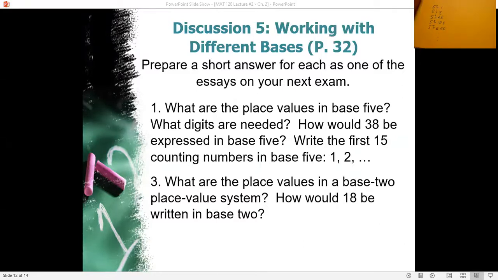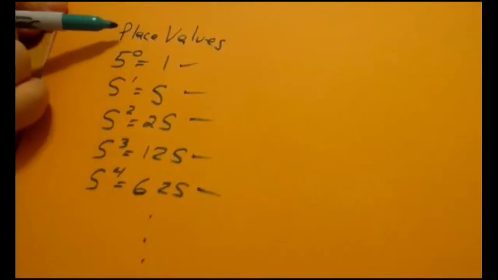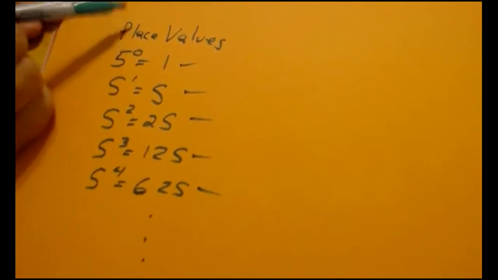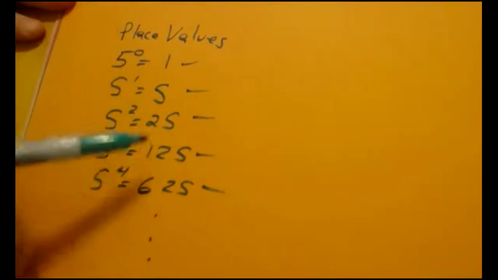What digits are needed is a little bit of a different question now. Well, these are the place values, 1s, 5s, 25s, 125s. When you see place values, I want you to try to think about the 1s place, the 10s place, the 100s place. What are those numbers, 1, 10, and 100? They're powers of 10. So in base 5, the place values are powers of 5. 1, 5, 25, and so on. What are the digits?